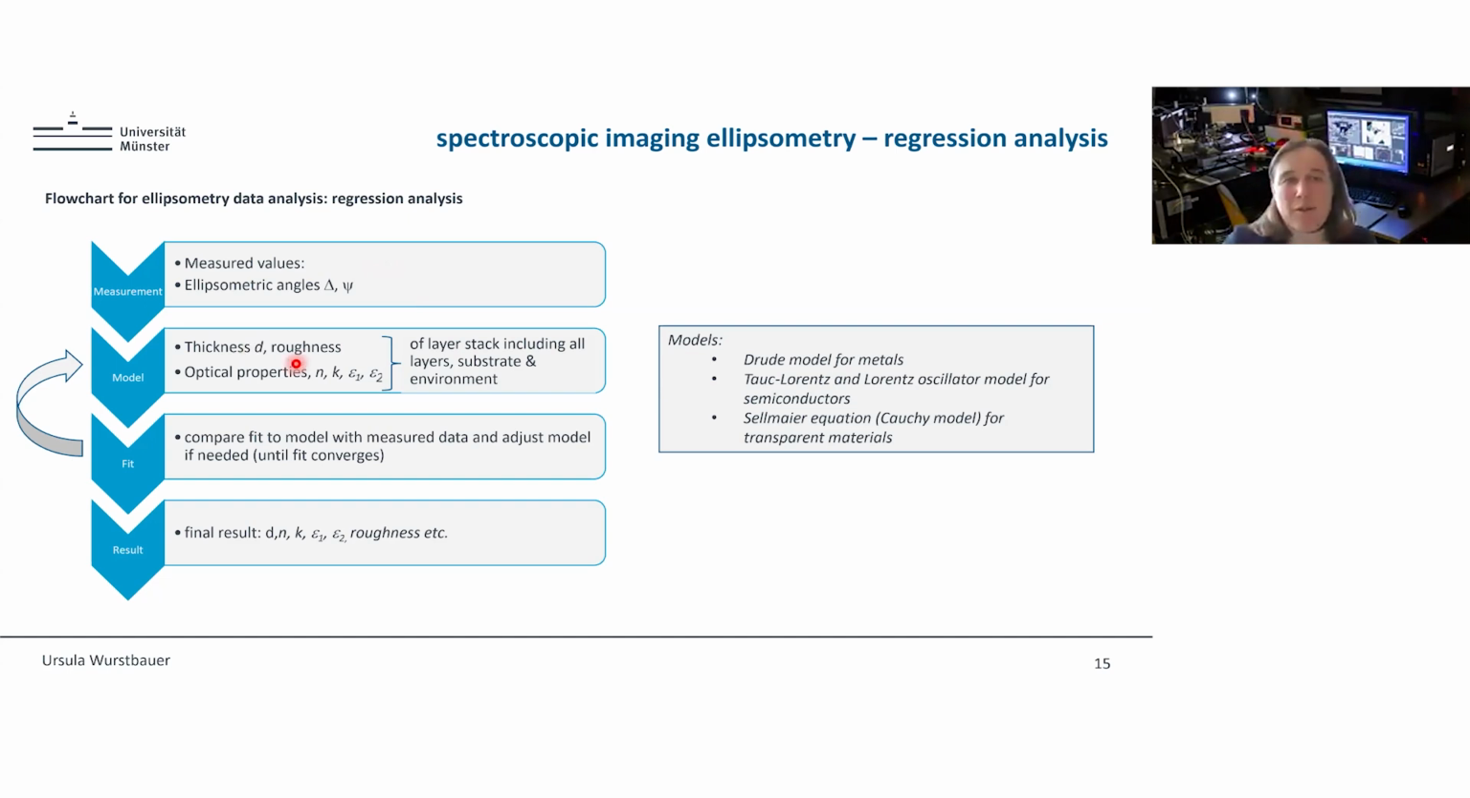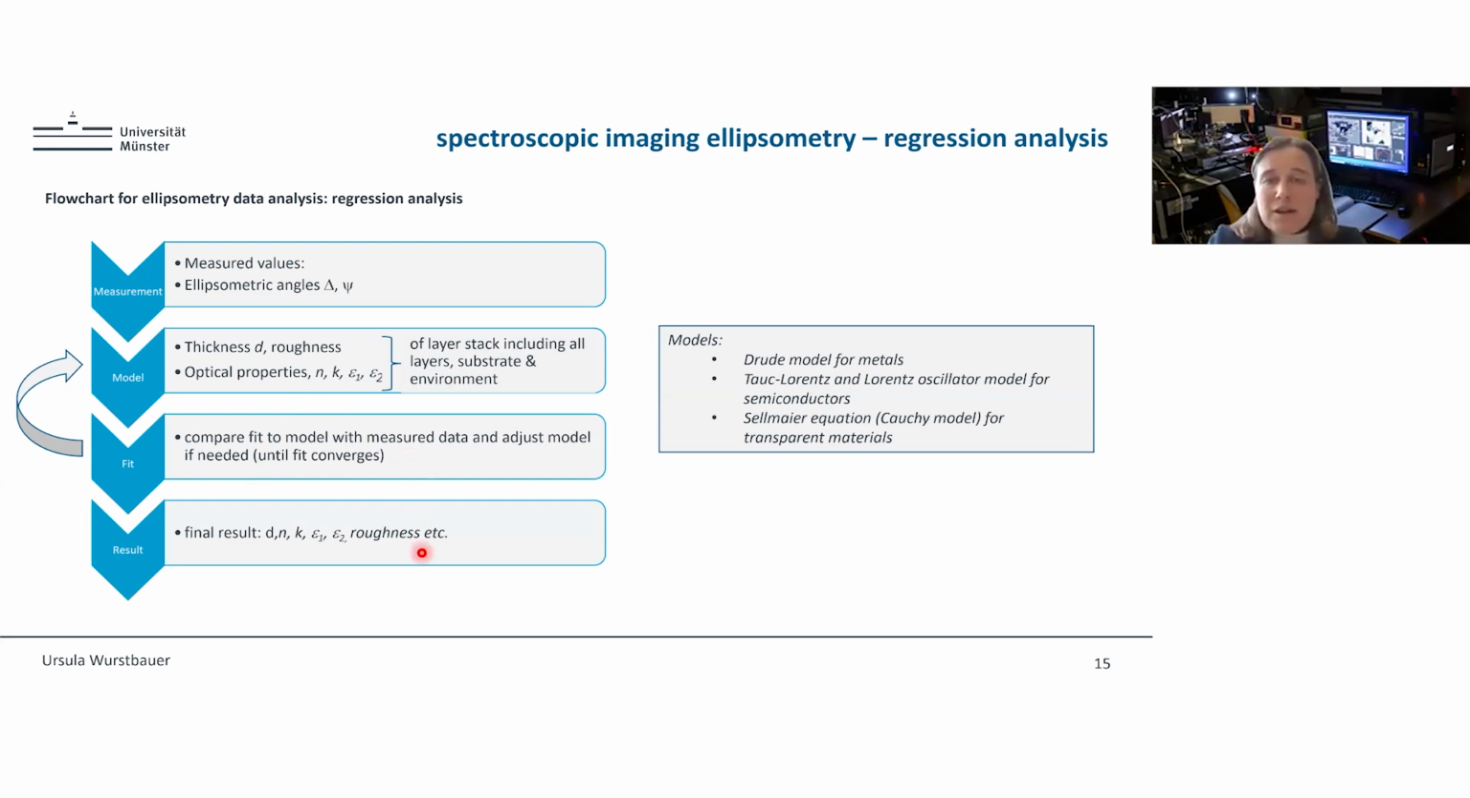So if you can measure, for instance, one of those materials individually, or can get at least an estimation of the thickness from another method like atomic force microscopy, we have this as an input parameter. Then we compare the fit to the model, adjust the model and refit until the fit converges. And then at the end of the day, we get the output.